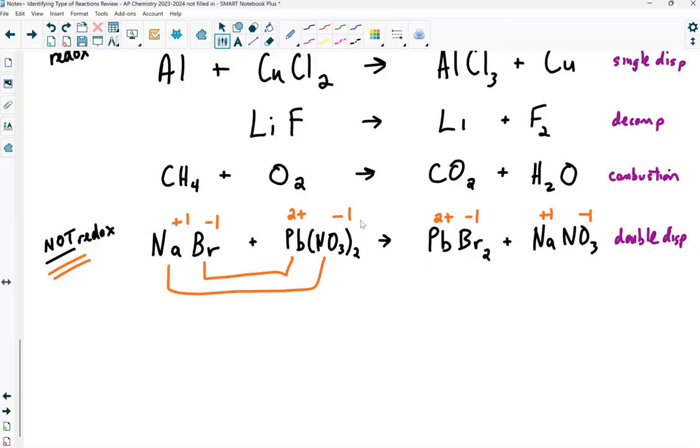Did anybody change charge? No. Sodium was plus 1, it's still plus 1. Bromide was minus 1, it's still minus 1. Lead is 2 plus, it's 2 plus. And nitrate was a 1 minus, and nitrate is still a 1 minus on the product side. So here you go, double displacement, not a redox reaction.